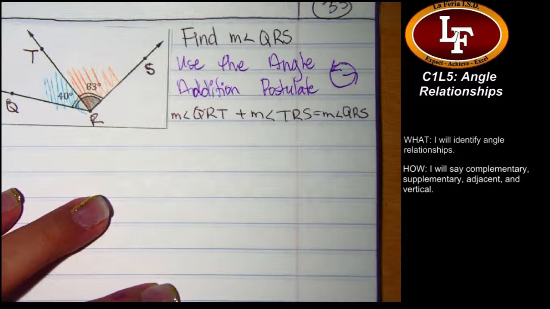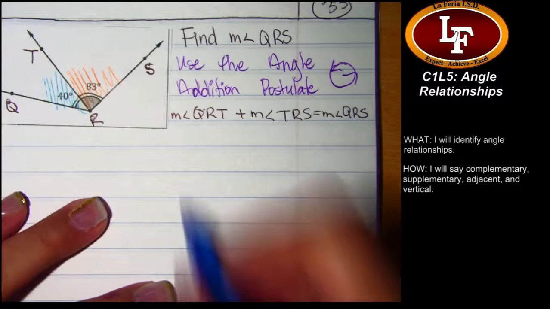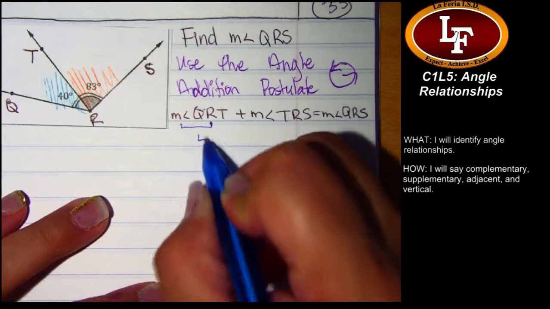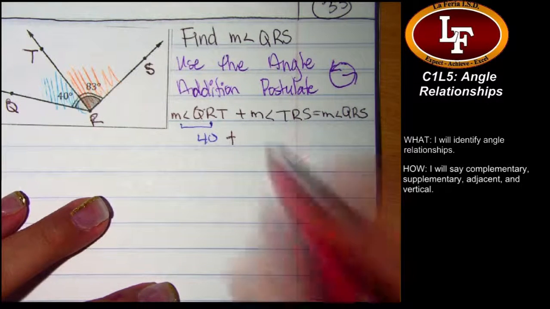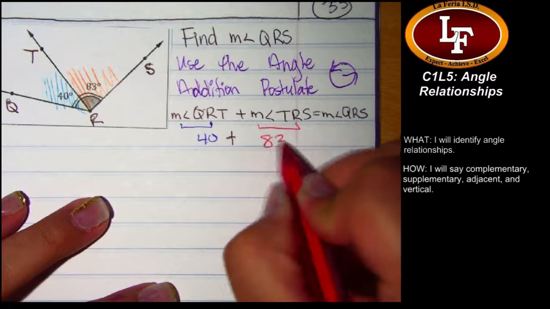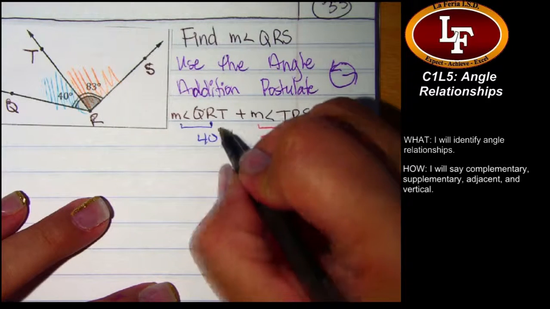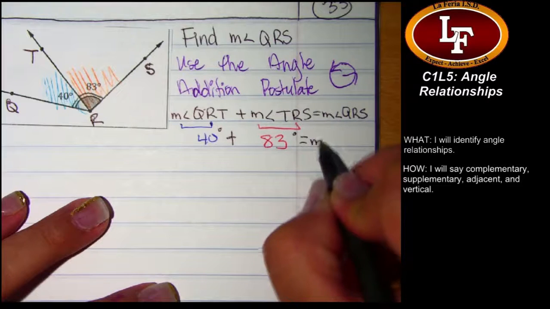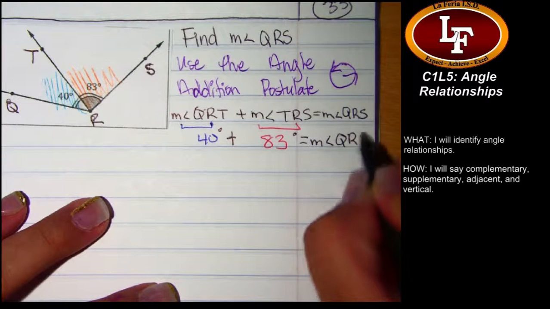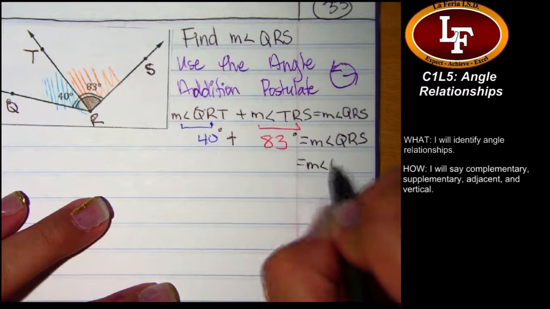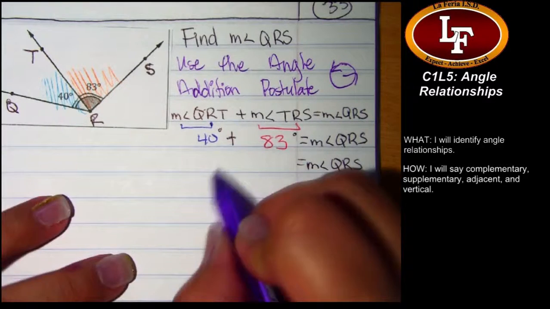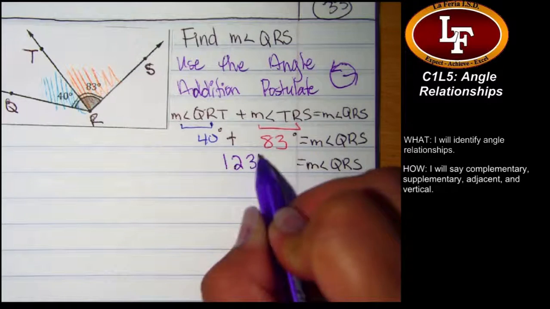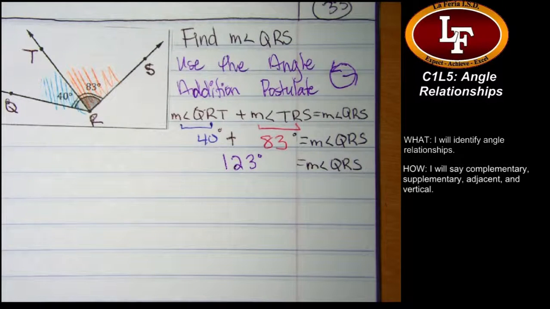All right, the measure of QRT is 40. The measure of TRS is 83 degrees. Oh yes, I mustn't forget my degree symbol. I'm really bad about that. And when I add them together, it'll give me the measure of QRS. 40 plus 83 is 123, I heard in the back. There you go.